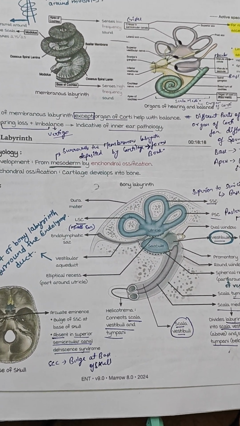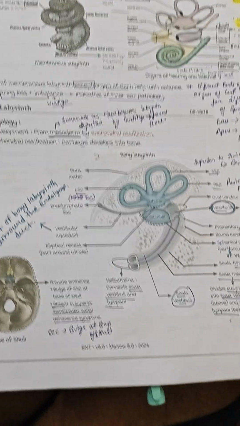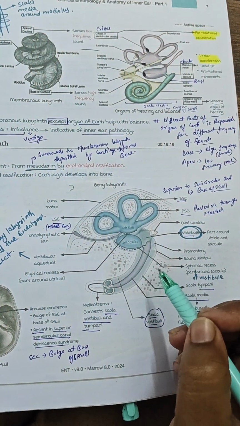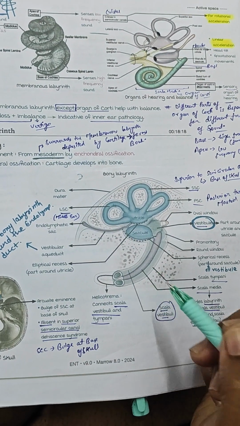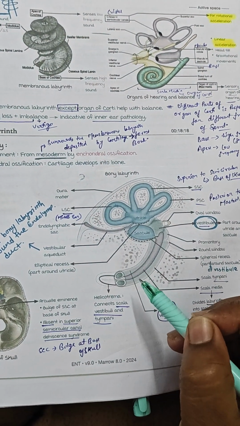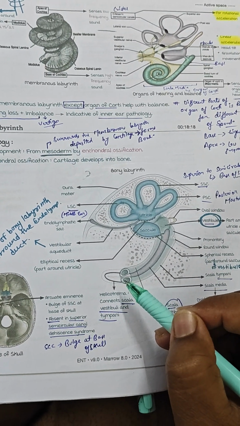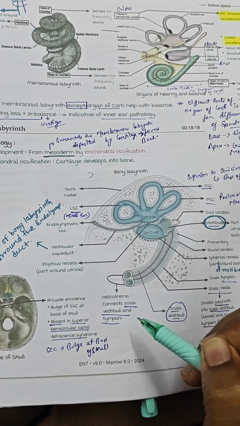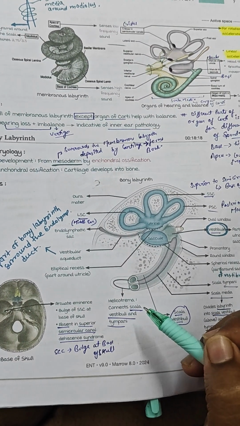So here is the portion of the bony labyrinth on the two sides. Now, as you can see here in the diagram, this is the part of the scala media, and above it there is the scala vestibuli, and below it is the scala tympani. At the turn, which is known as the helicotrema, the scala vestibuli and the scala tympani connect.